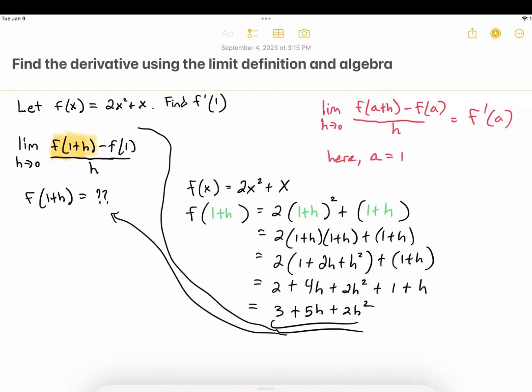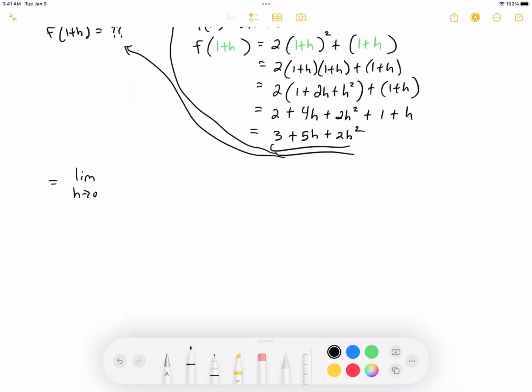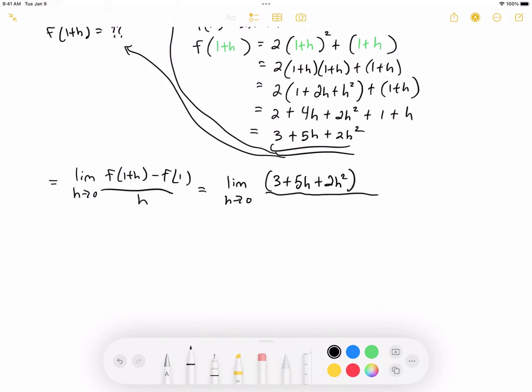And that will go here in the first part of that difference quotient. Time to go back to the limit definition of the derivative, rewritten here. But now we know what f of 1 plus h is. So we're just going to insert that in. We've got 3 plus 5h plus 2h squared. That was our work above. And that replaces f of 1 plus h. Now let's subtract off f of 1. 2 times 1 squared plus 1. And make sure that that's put into a quantity, because all of that is f of 1 together.